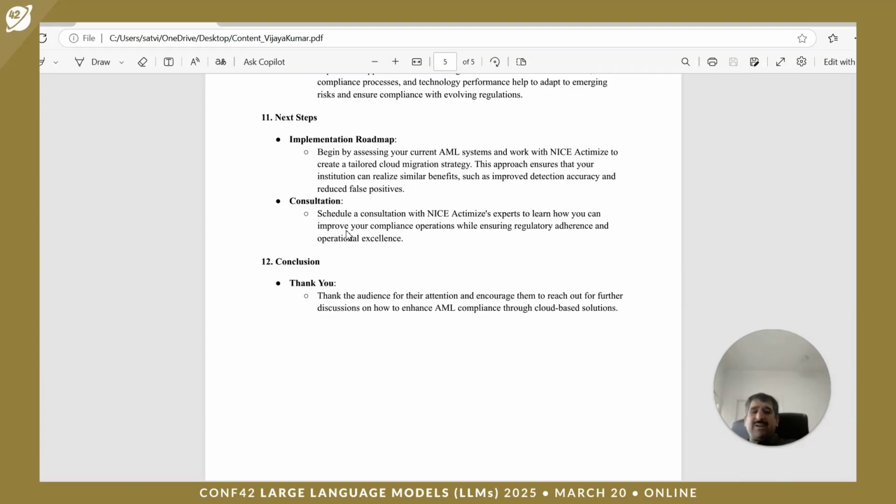Conclusion. Thanks, audience, for attending my talk on AML system implementation using the NICE Optimize tool, which is very robust and cloud based. Thanks so much.